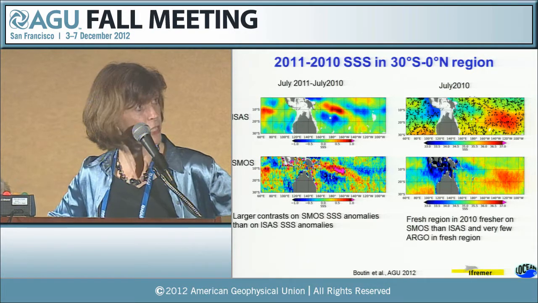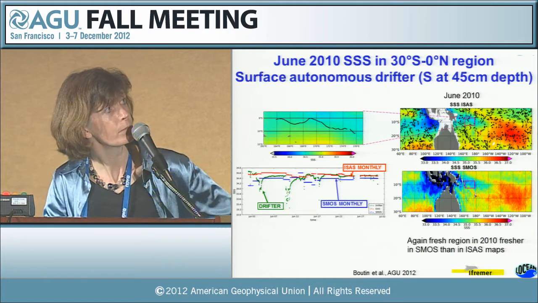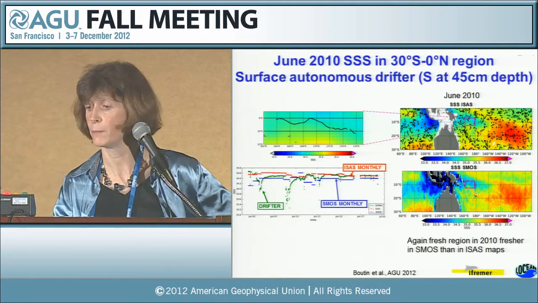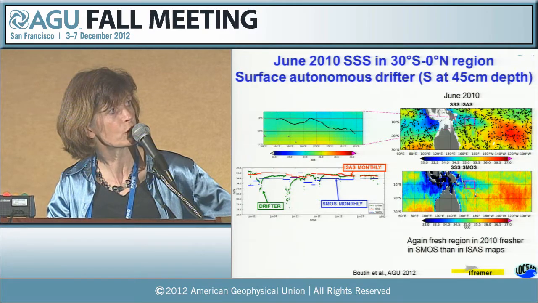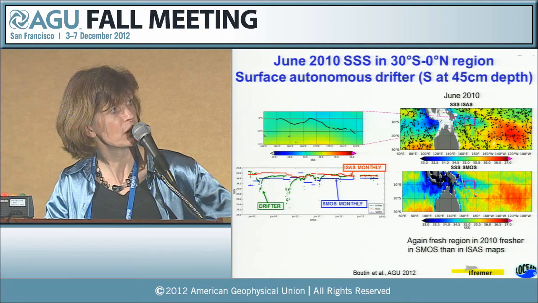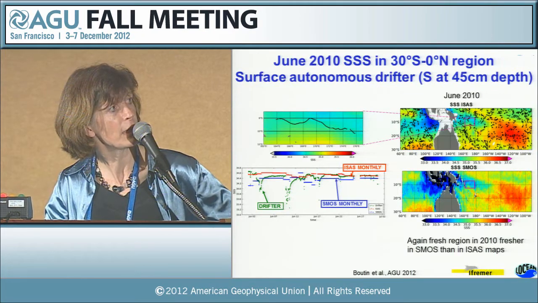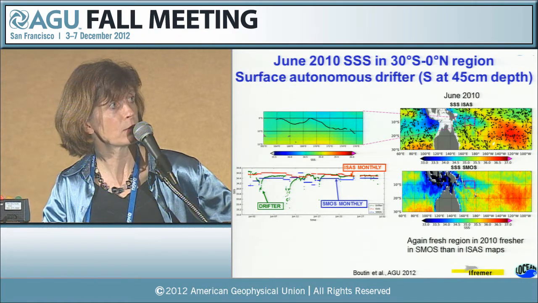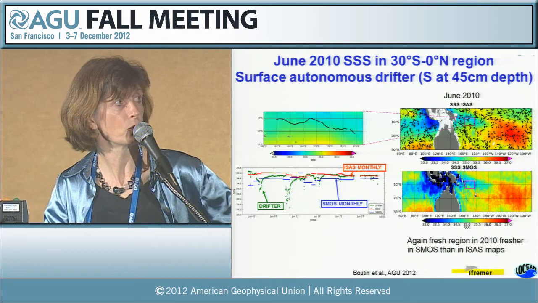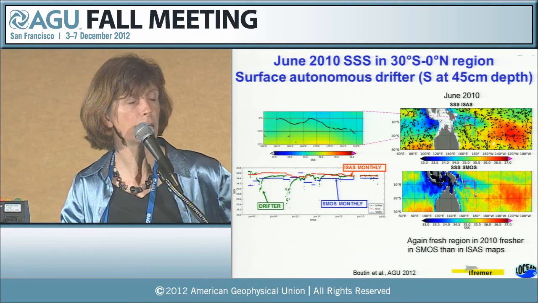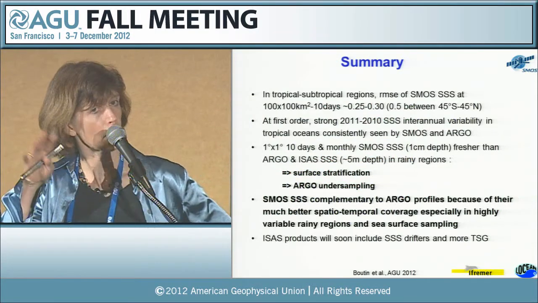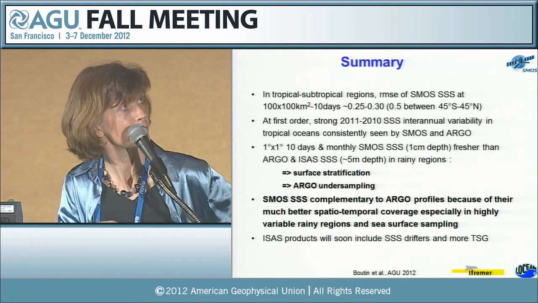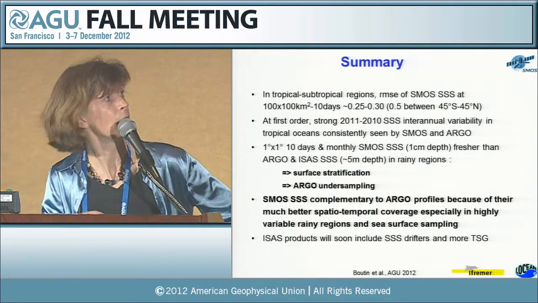So by chance, we had a float in that region that makes measurements at 45 centimeters from the surface. And you can see here the measurements of the float showing large freshening, together with the ISAS in red and the SMOS in blue. It's very difficult right now to say which one is the best, but clearly ISAS estimates are in the upper values.